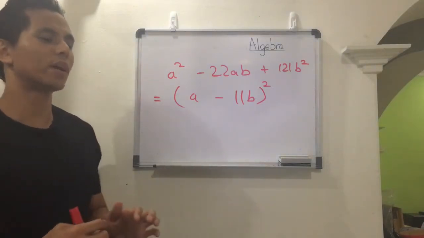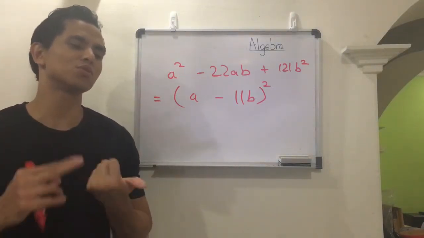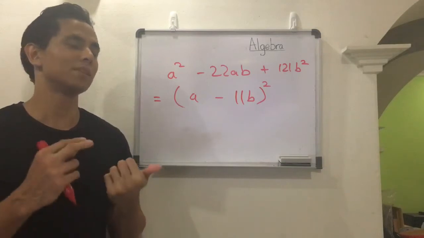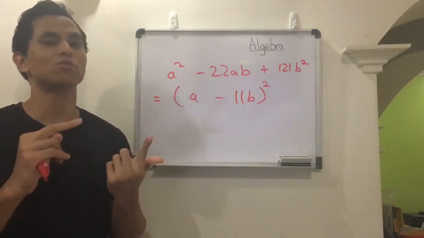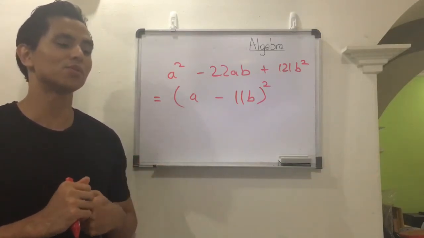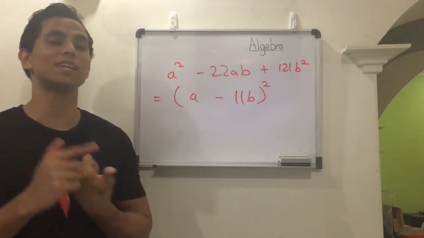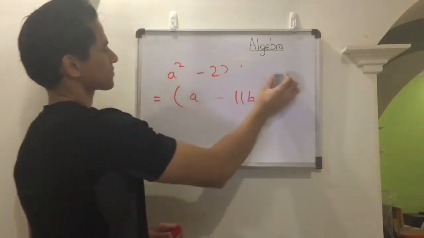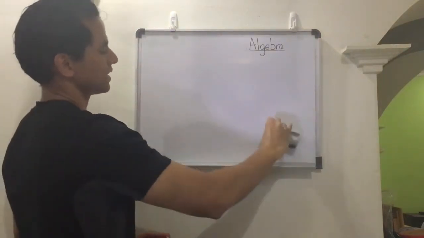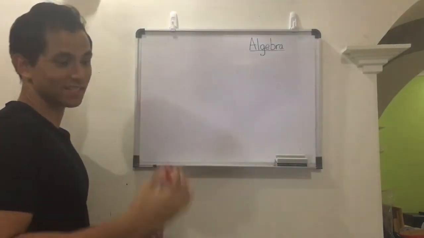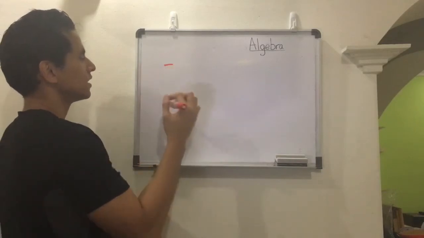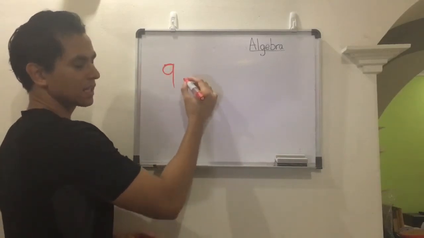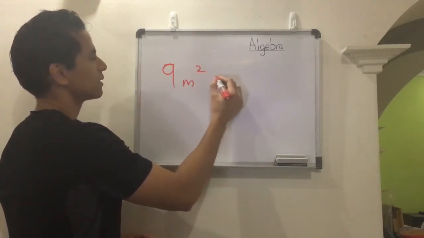So now, okay, we've done 4 examples, 2 positive, 2 negative. 2 first identity and 2 second identity. I'm now going to move on to how we can use the third identity with 2 more examples. So now, this is our 5th example. Suppose we had this 9m square minus 100.